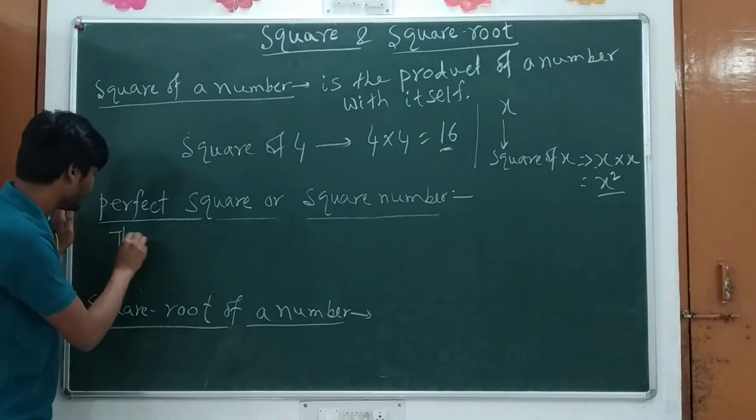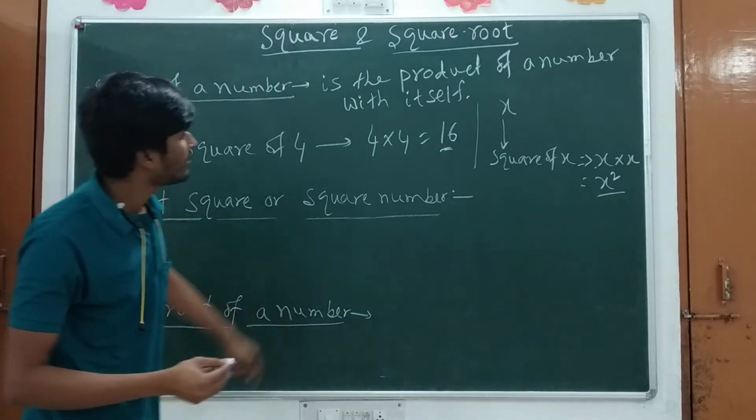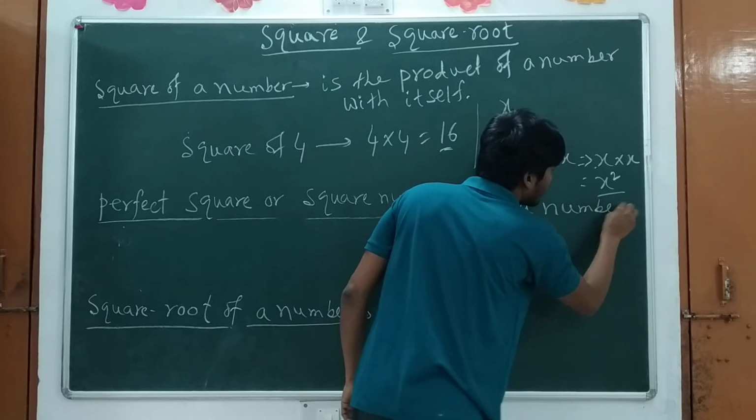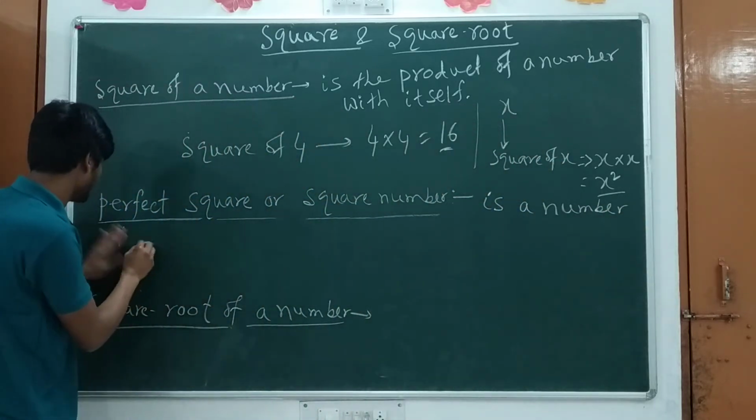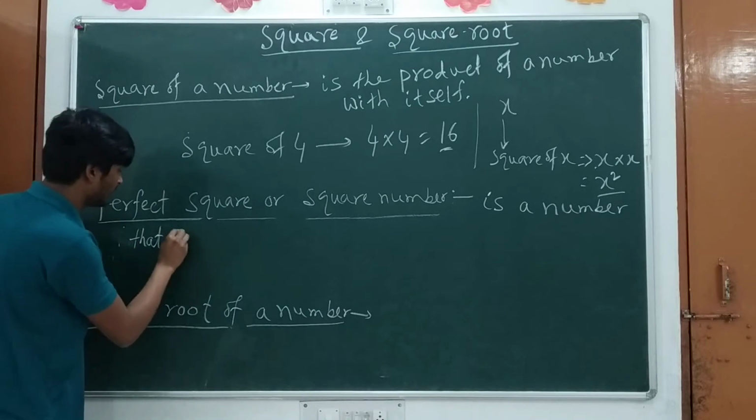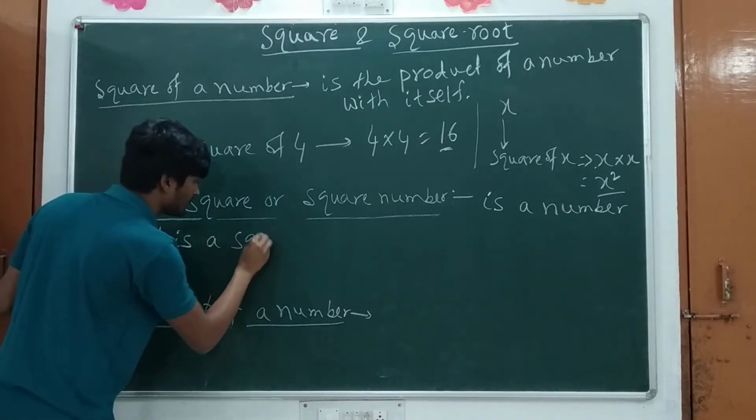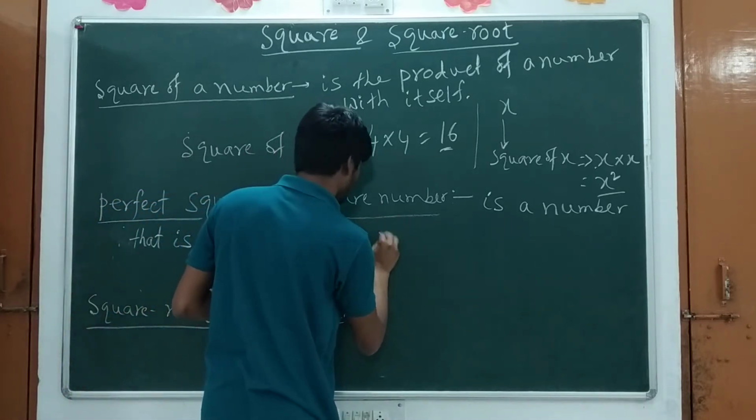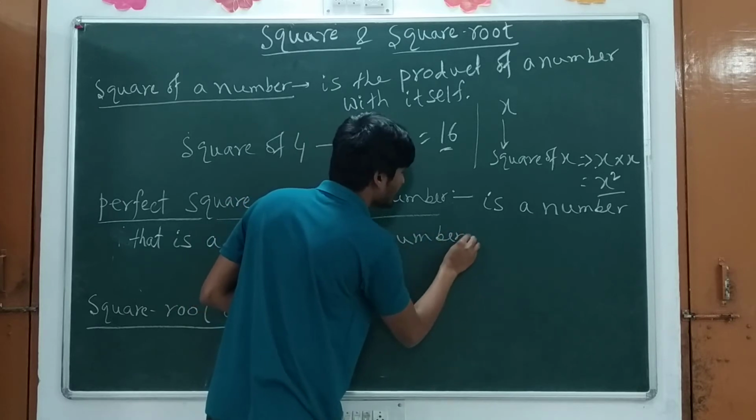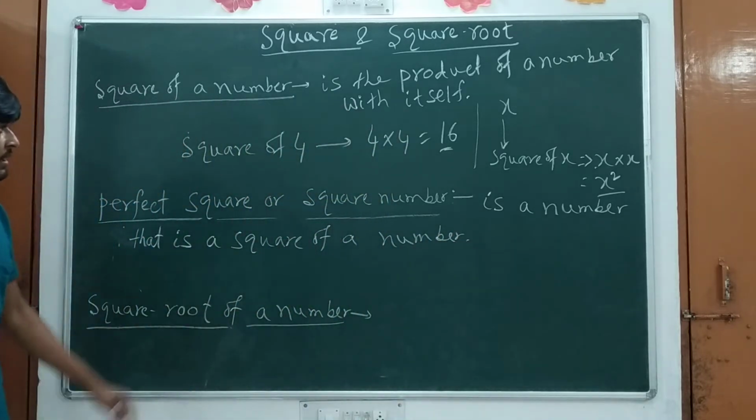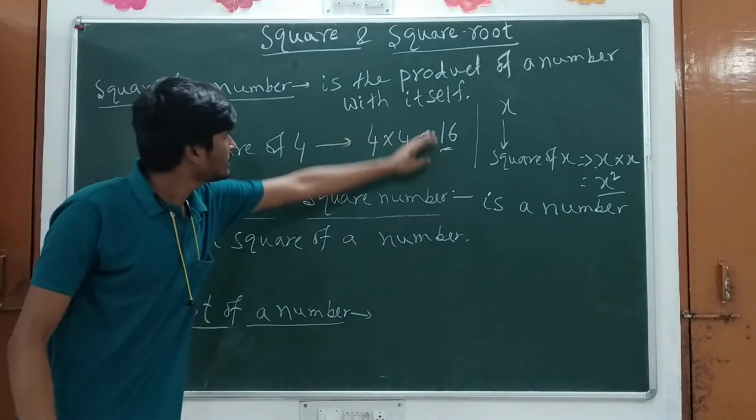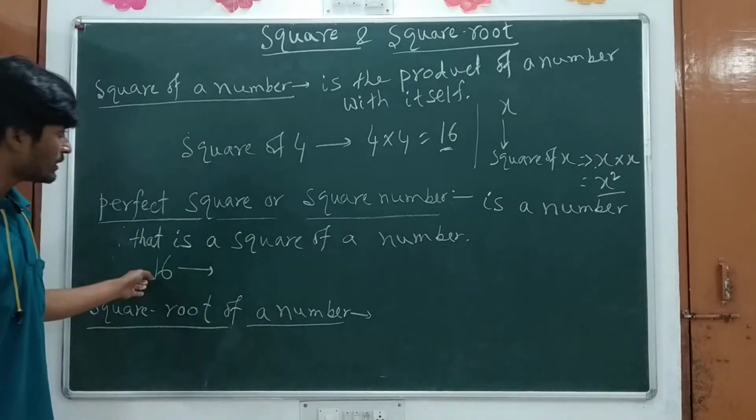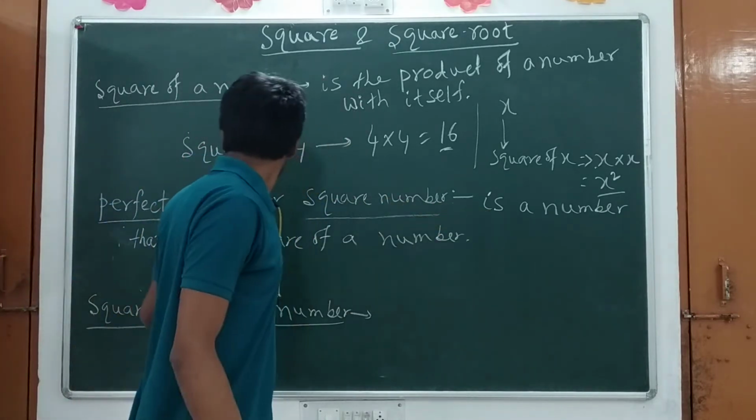A perfect square, or square number, is a number that is the square of a number. This number is called a perfect square or perfect square number. So we'll say 16 is a perfect square or square number. The definition is: a number that is a square of a number.